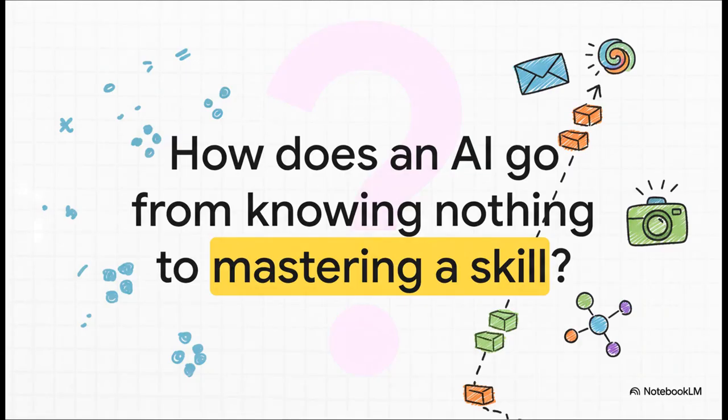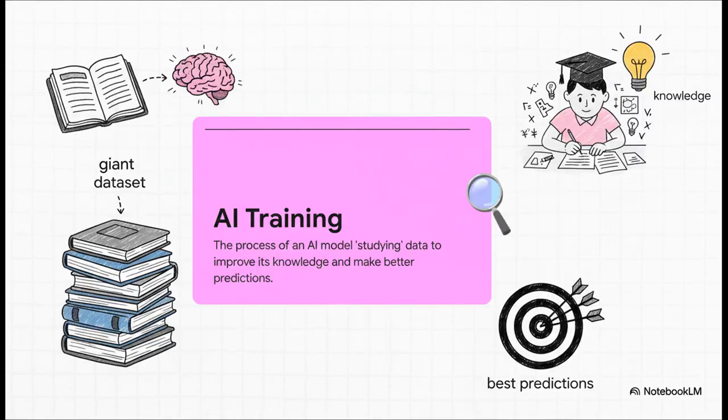So you gotta wonder, right? How does an AI go from zero to hero? From knowing absolutely nothing to suddenly being able to draft an email, create a stunning image, or even help discover new medicines? Well, the whole process really boils down to one key idea. That process, it's called training.